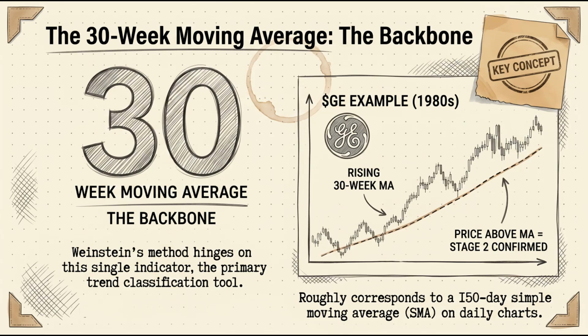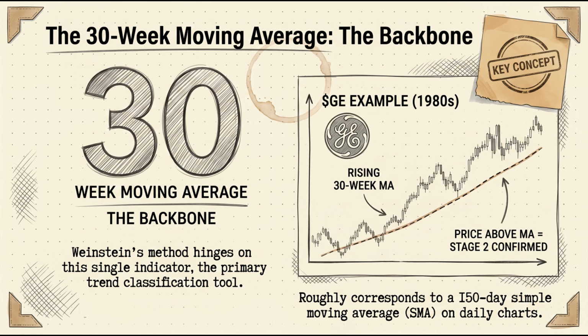Weinstein's entire method rests on a single, simple moving average, the 30-week SMA on weekly charts. This roughly corresponds to the 150-day simple moving average on daily charts. The slope of this line tells you which stage a stock is in.